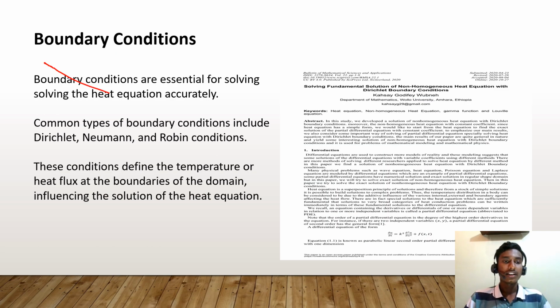Boundary conditions. Boundary conditions are essential for solving the heat equation accurately. Common types of boundary conditions include Dirichlet, Neumann, and Robin conditions. These conditions define the temperature or heat flux at the boundaries of the domain, influencing the solution of the heat equation.